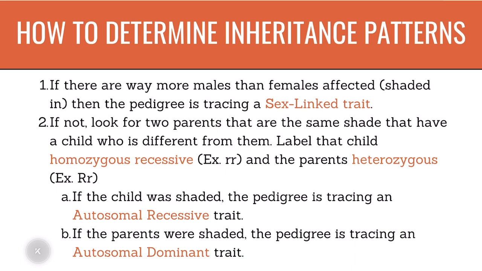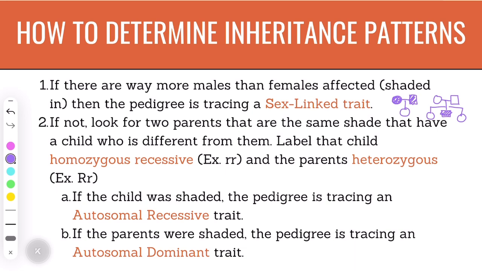And so what I need to do is look for two parents that are the same. Either they're both shaded or they're both not shaded, and they have a child who is different. So you have two options here. You have either two parents that are shaded with a child who is not, or two parents who are not shaded with a child who is. So it doesn't matter if they have other kids that are the same as them. That's not the point. They have to have one kid that's different than them.